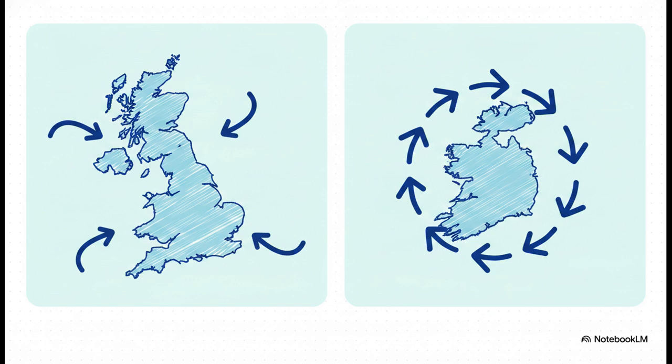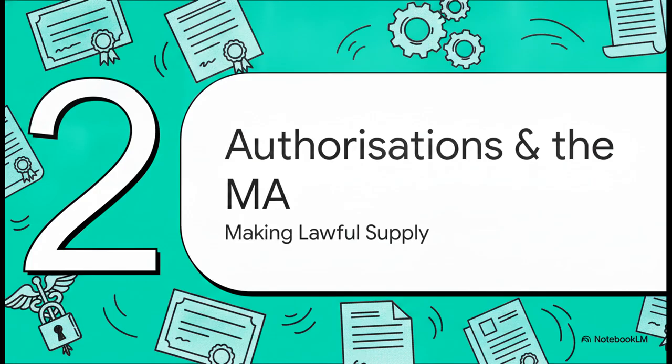Northern Ireland, on the flip side, operates under the Windsor Framework. That keeps it much, much closer to EU positions, especially for things like investigational medicinal products. So whenever you're dealing with supply chains in this region, you always have to specify, are we talking about Great Britain or Northern Ireland? Moving on to Section 2, authorizations and the MA.